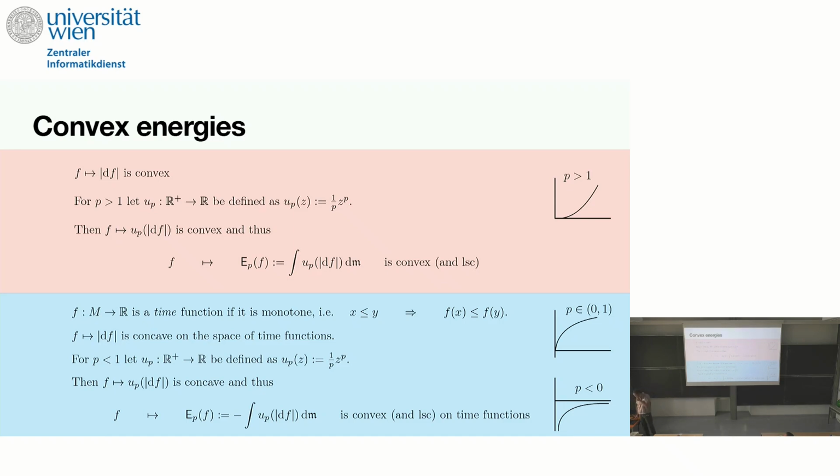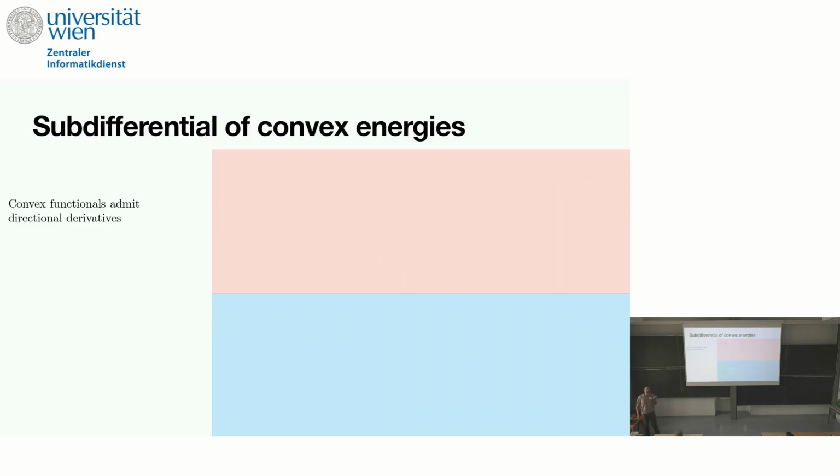Why do I care about convex energies? Well, because if you have a convex function, you can take for free at least one derivative. A convex function is something that has two derivatives bounded from below, but at least one derivative can always be taken in the sense of directional derivatives. So for instance, the p-Laplacian can be defined or interpreted as a directional variation of this p energy.